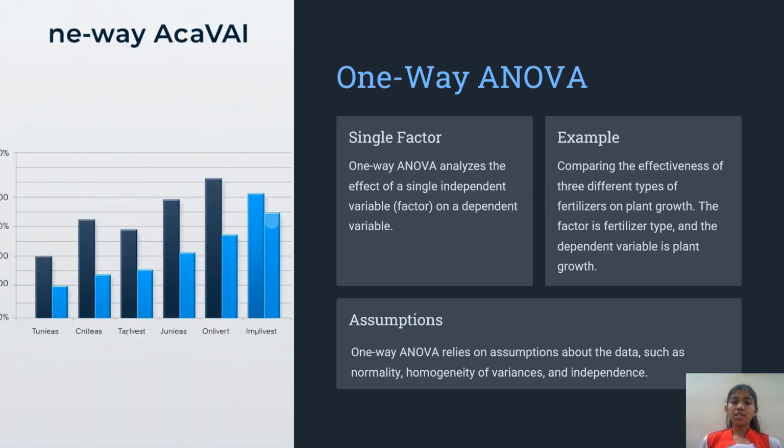So in terms of single factor, one-way ANOVA analyzes the effect of a single independent variable or factor on a dependent variable. For example, comparing the effectiveness of three different types of fertilizers on plant growth, the factor is fertilizer type and the dependent variable is plant growth. Assumptions. One-way ANOVA relies on assumptions about the data such as normality, homogeneity of variances, and independence.